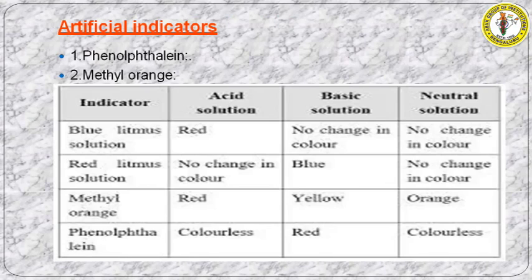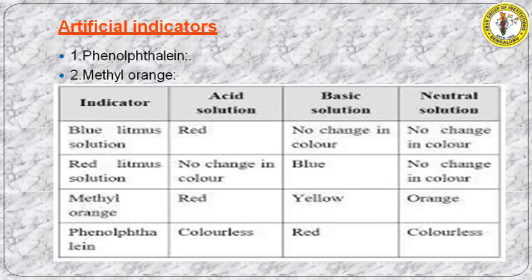Next, phenolphthalein. What happens when phenolphthalein is added to acidic solution? The phenolphthalein solution turns the solution colorless. It will change its color to colorless. Similarly, when phenolphthalein is added to basic solution, it will change its color to red. Again, when phenolphthalein is added to neutral solution, it will change its color to colorless.